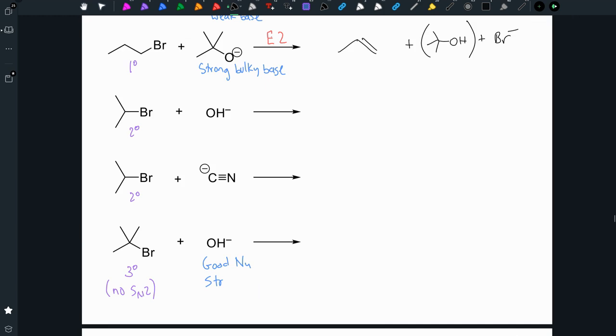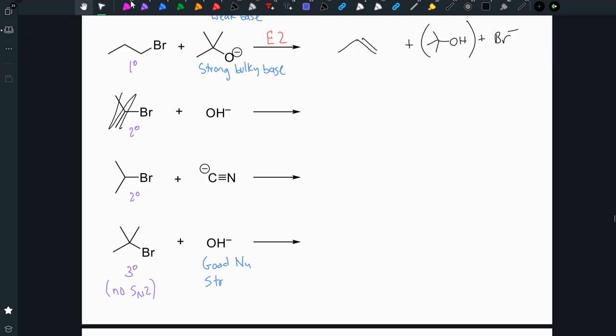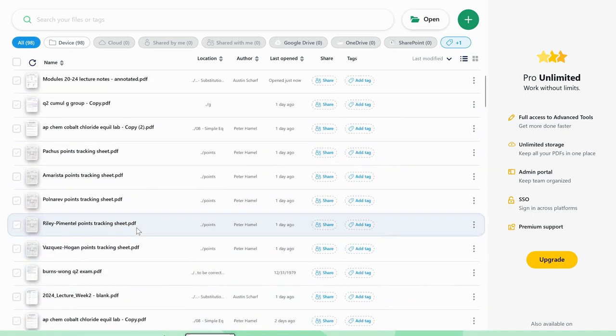All right, so the cases where my substrate is secondary, sorry, having a little trouble with the controls, trying to get this mark erased here. I'm going to pause, I'm going to close that and then open it up again.